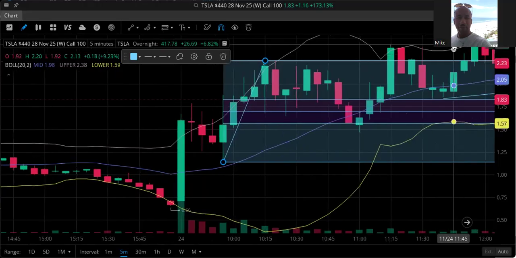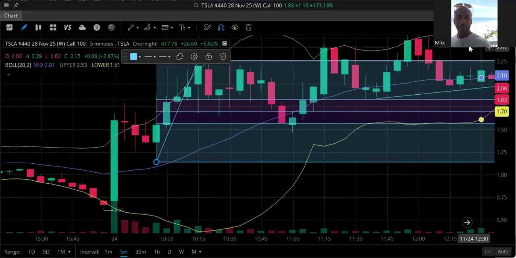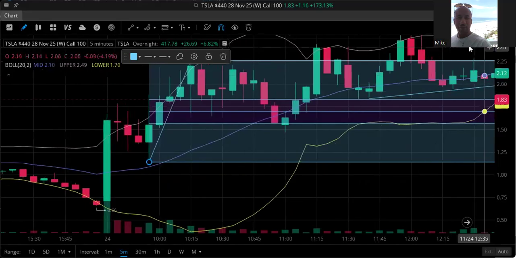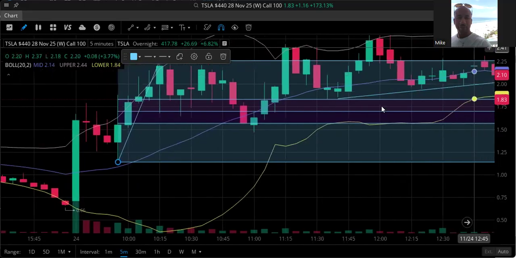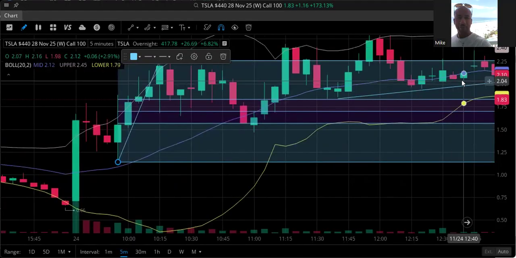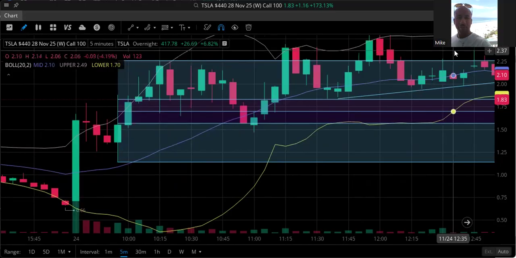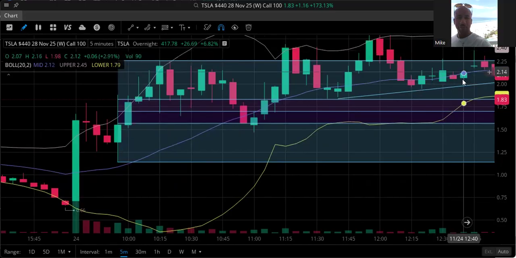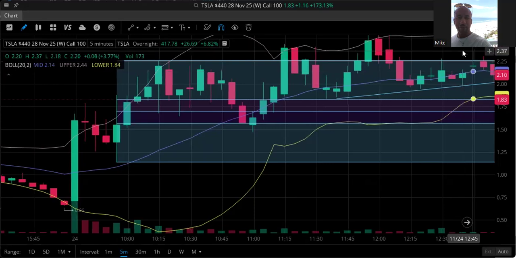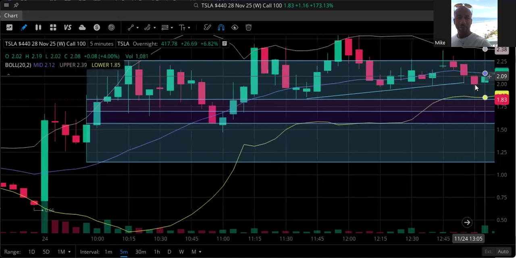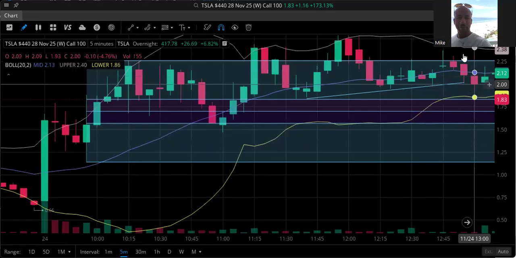And I would then grab another one somewhere along this trend line here, because what ended up happening is I thought the stock was going to go to a certain number. I thought it was going to go to 423, but it didn't. So I ended up grabbing some here, and then it ended up going into the negative on me. As you can see right here, kind of ended up going into the negative on me.